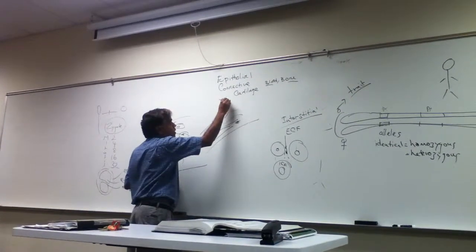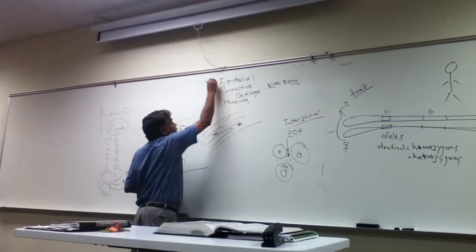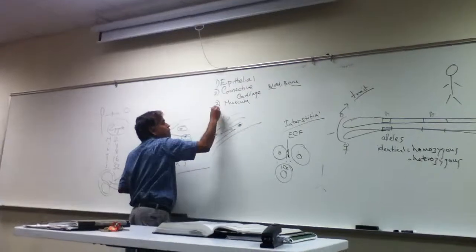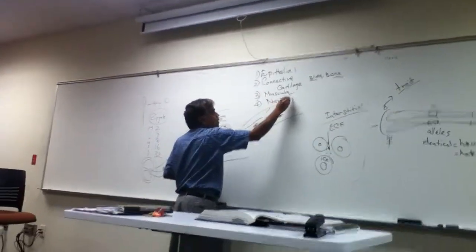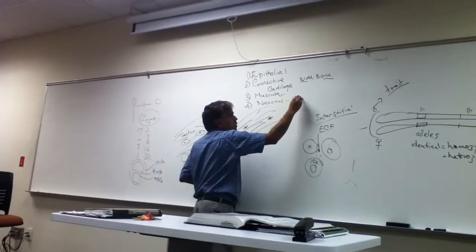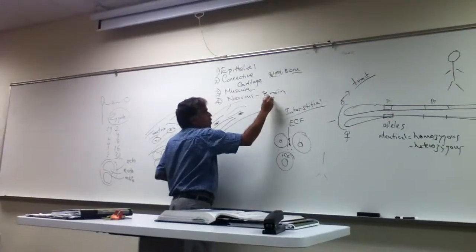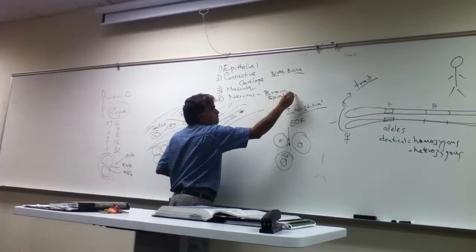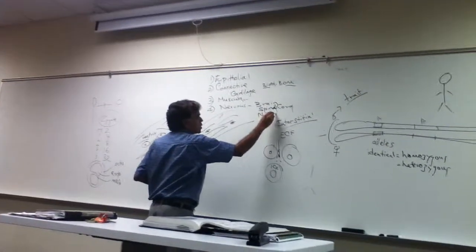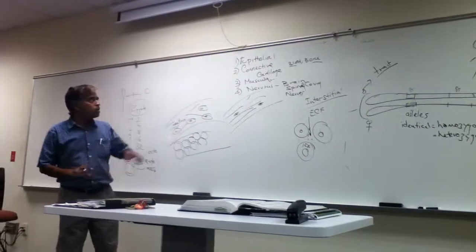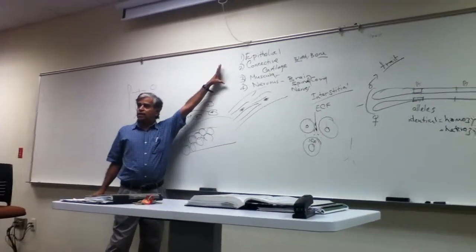Then you have muscular tissue. And then the last one is the nervous tissue that includes your brain, spinal cord, and the nerves. So you have 4 major categories of tissues.